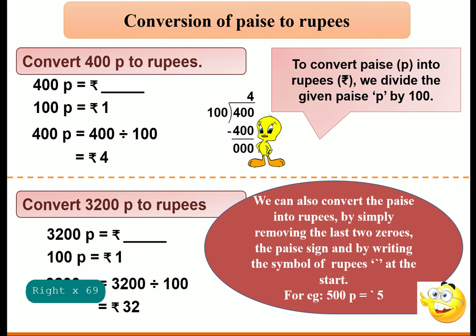Shortcut. We can also convert paise into rupees by simply removing the last two zeros and the paise sign, and writing the symbol of rupees at the start. Thank you, shortcut. It's very easy.